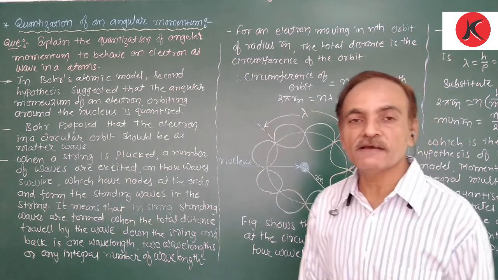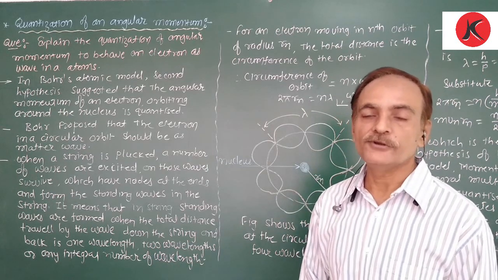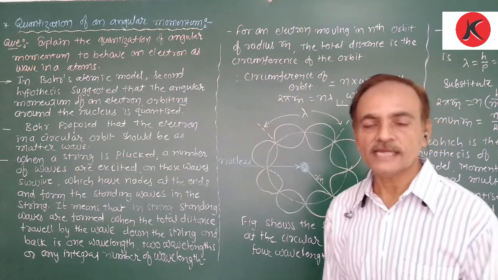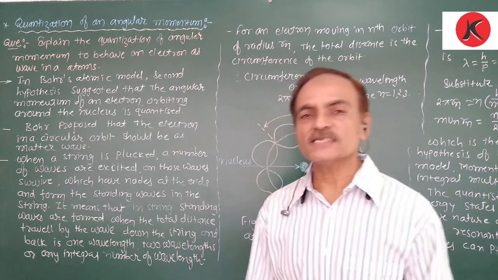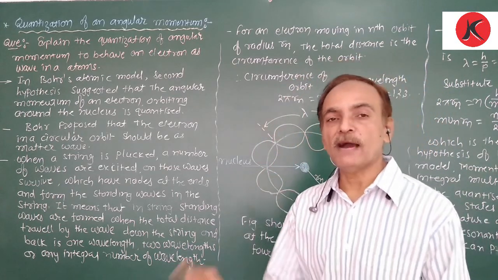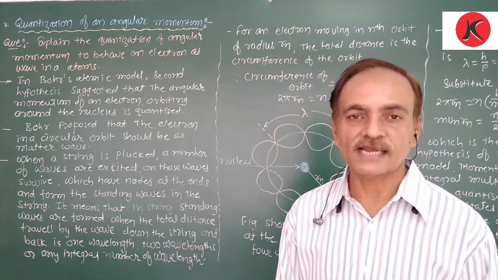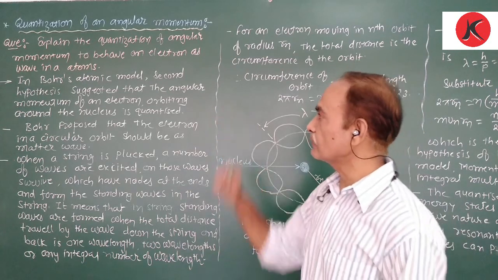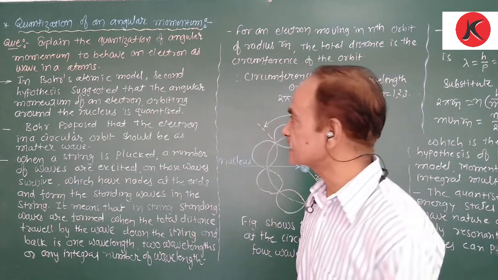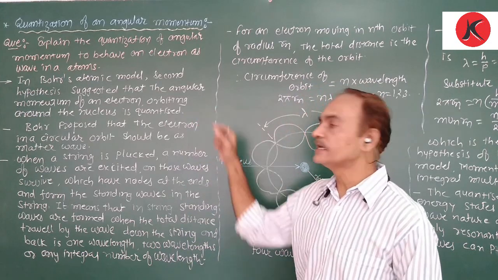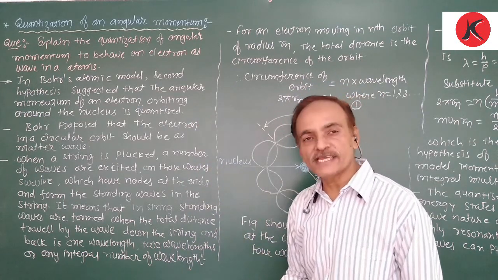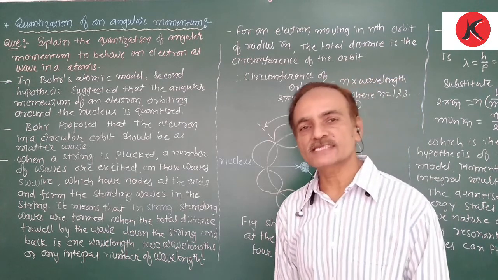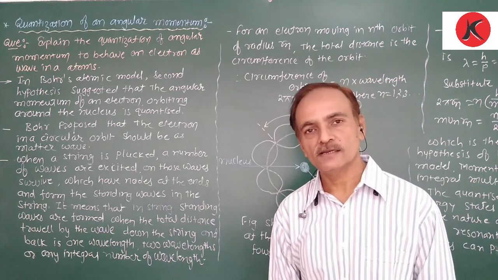How does the electron behave as a wave in an atom during the transition of an electron from one orbit to another orbit? Okay. In Bohr's atomic model, Bohr combined the quantum concept and the classical concept and suggested three hypotheses. The second hypothesis suggests that the angular momentum of an electron orbiting around the nucleus is quantized. What is the second hypothesis in Bohr's atomic model?